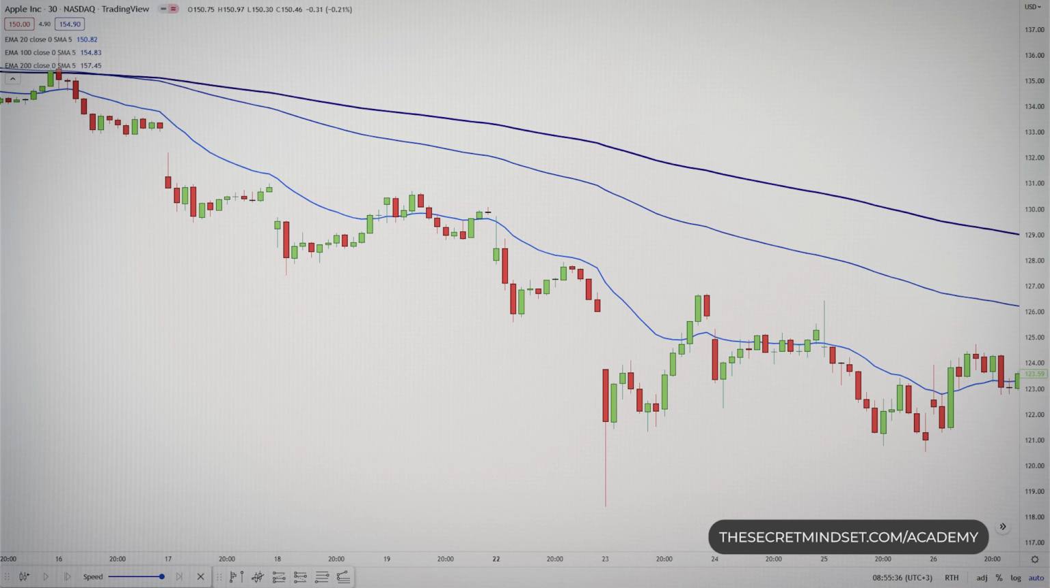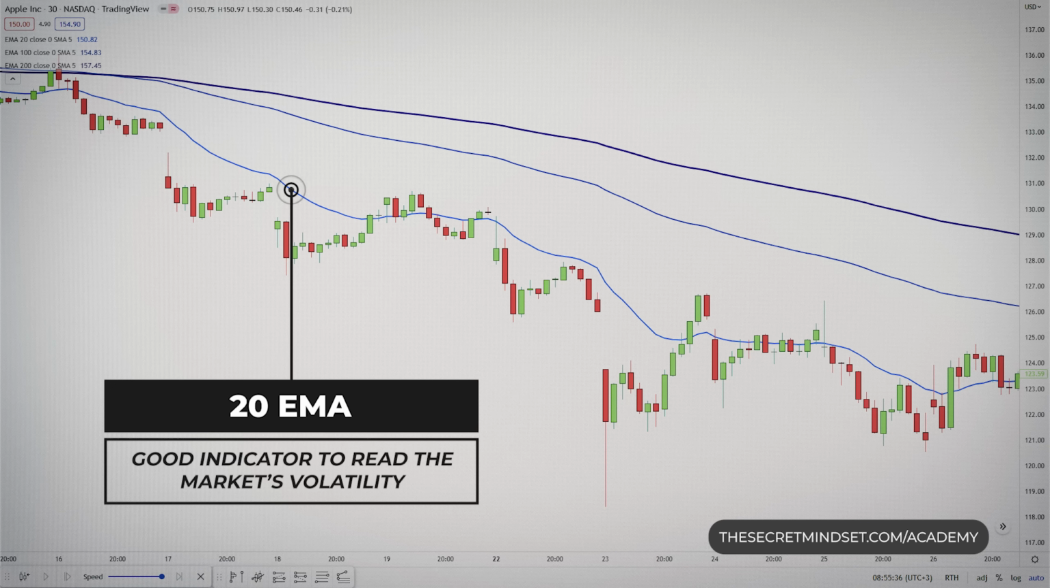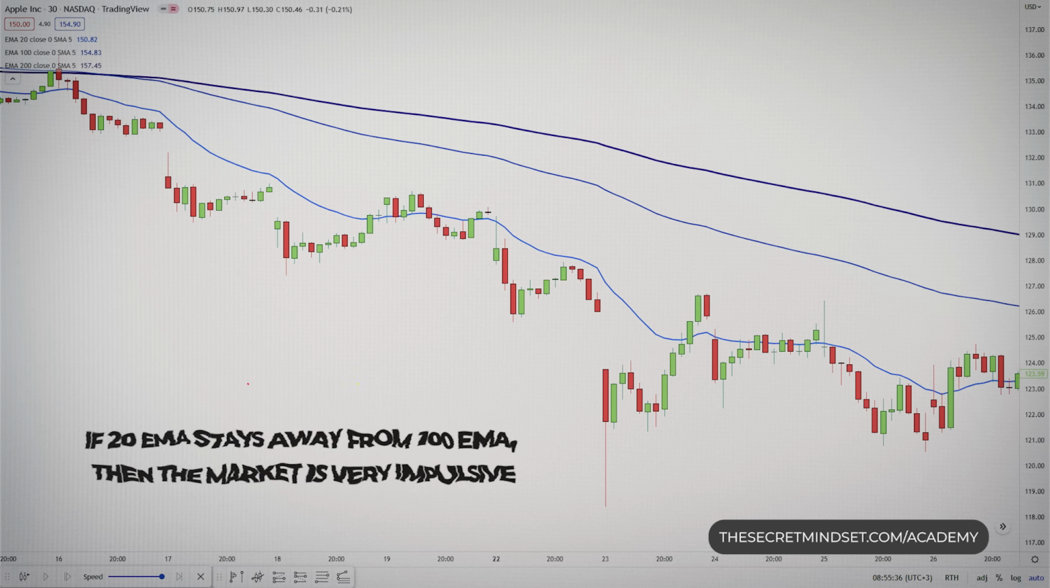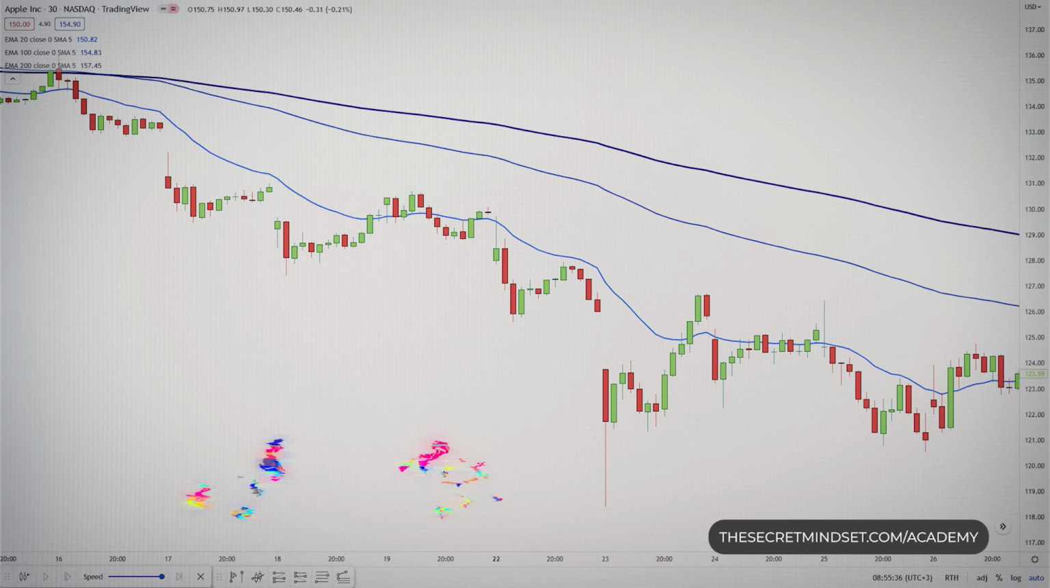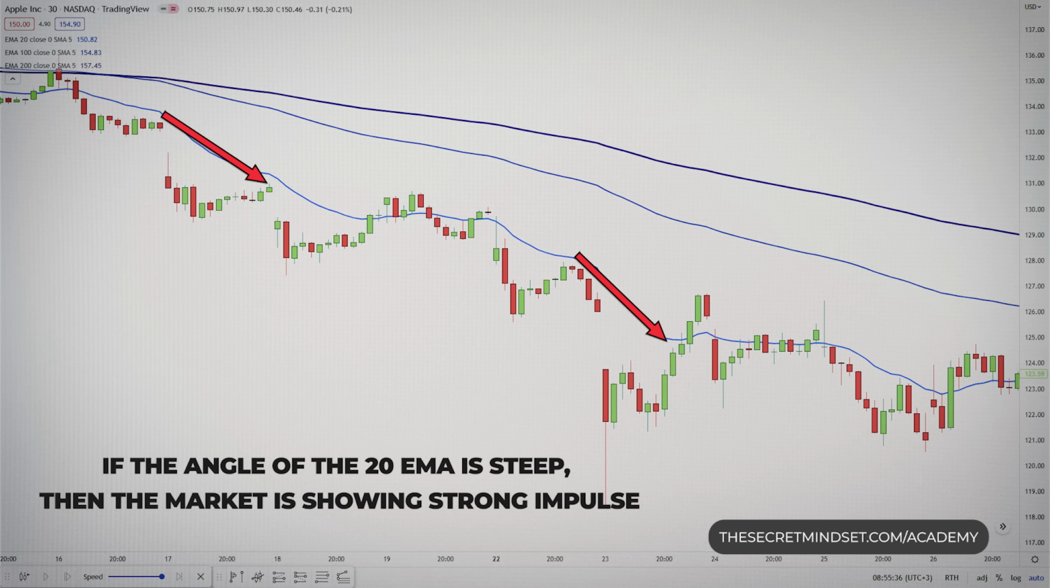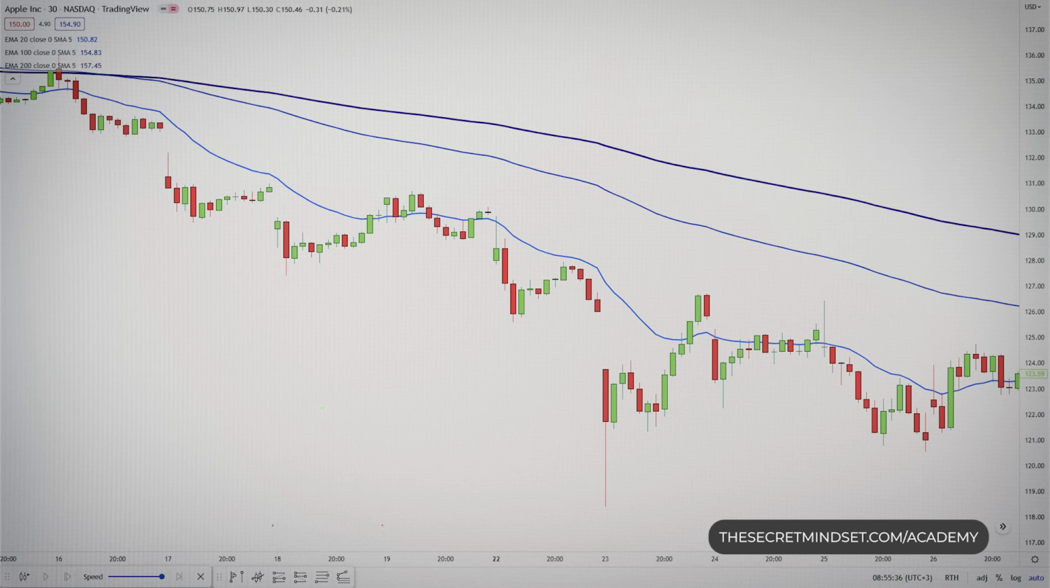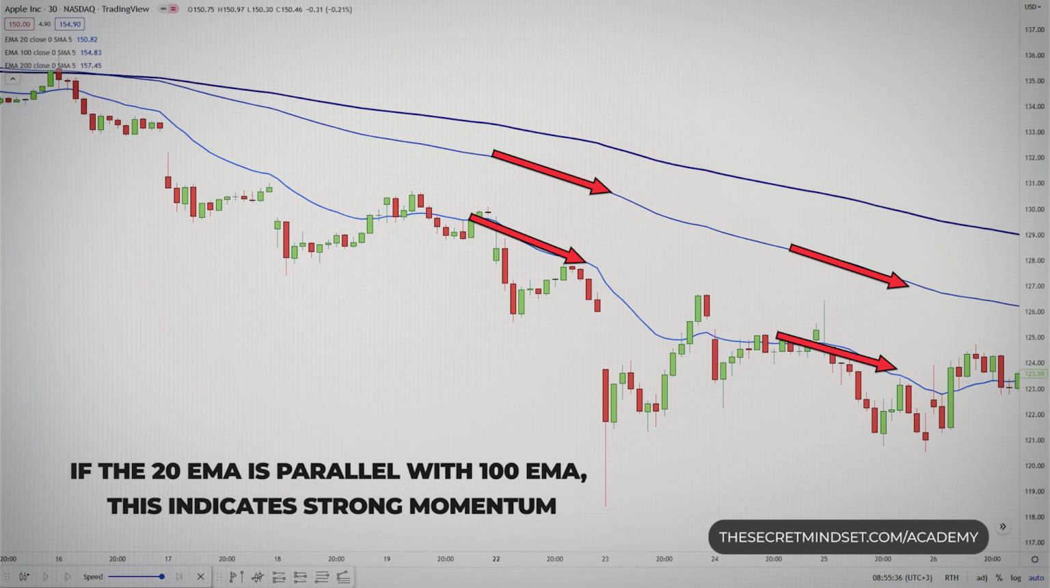And here's a market with downward momentum. The short-term EMA, the 20, is a good indicator to read the market's volatility. If the 20 EMA stays away from the medium-term one, then the market is very impulsive. If the angle of the 20 EMA is steep, then the market is showing strong impulse. And again, if the 20 EMA is parallel with the 100 one, and price is not touching that zone, this indicates strong momentum.